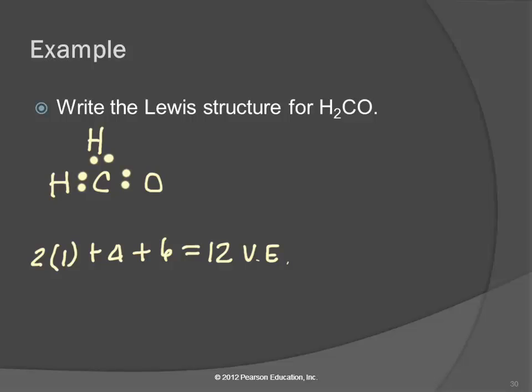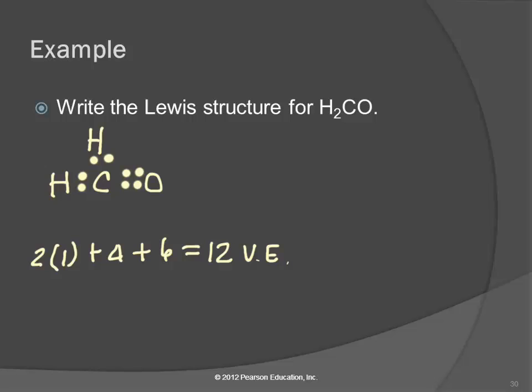So if we give carbon an octet like that, now we've got 8, 10, 12. We've run out of electrons, and we don't have an octet for oxygen. What do we need to do then? We need to share more. We need to make a double bond. So I'm going to put a double bond in here. That's the only place we could have a double bond.